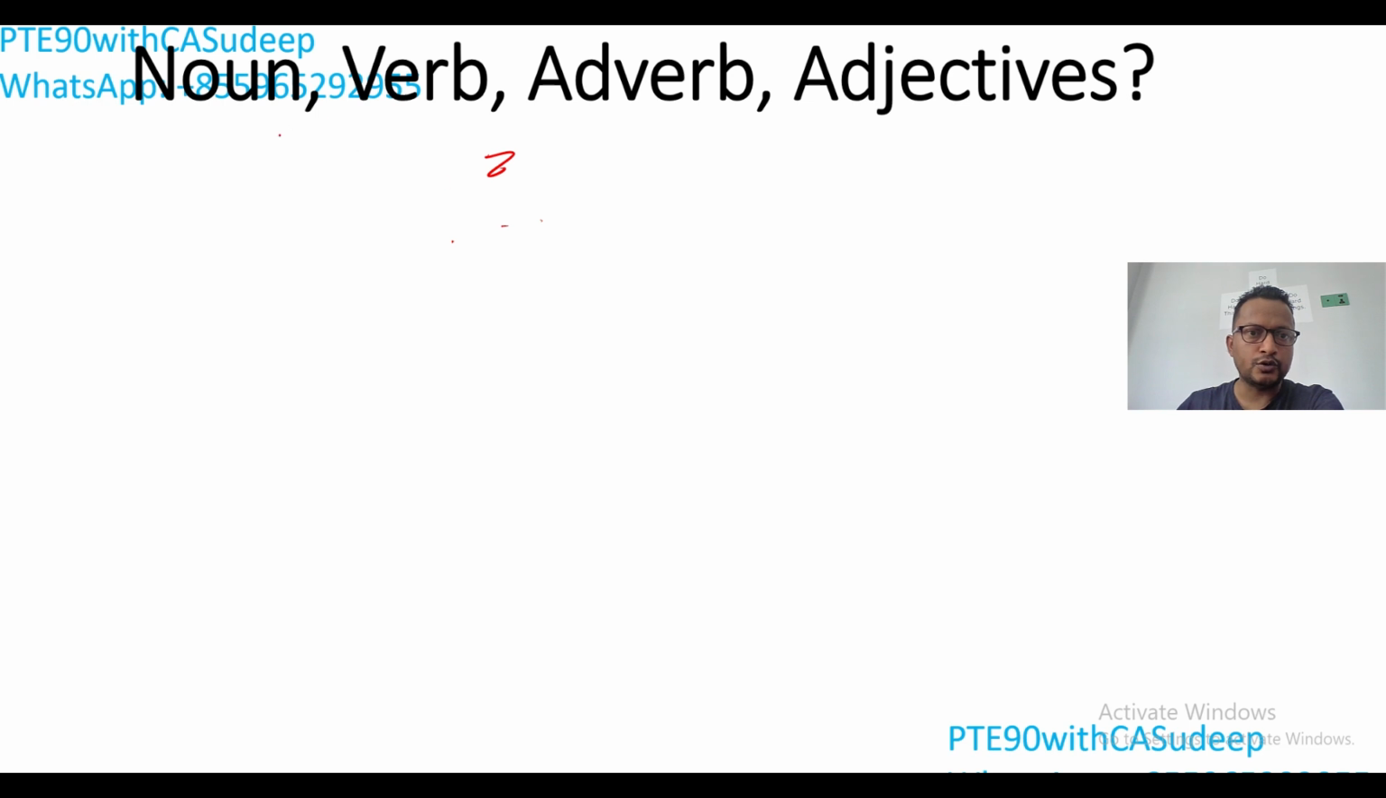You need to learn how to identify noun, verb, adverb, and adjective. So this is the basics of English language. These are the basic word structures that you need to identify and use practically, right? So how to identify them? Let's learn what these are.